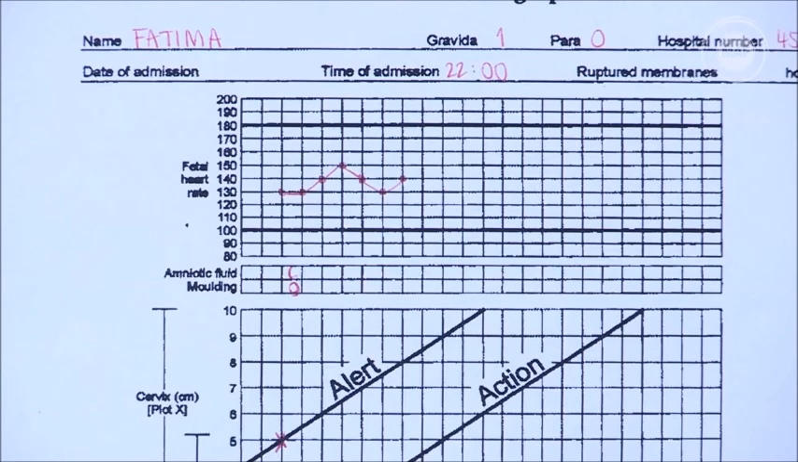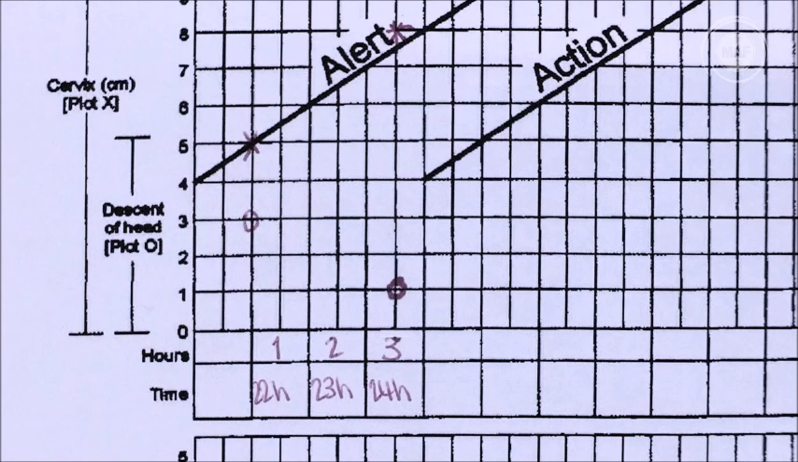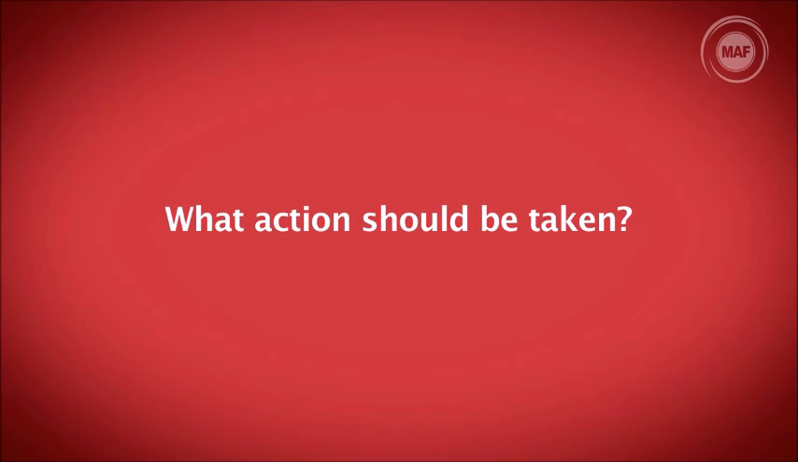Fatima is admitted to the hospital at 22 hours. On admission, the cervix is 5 centimeters dilated and the fetal head is 3/5 palpable. All other observations are normal. After 3 hours in labour, the fetal heart rate, maternal pulse and the blood pressure remain normal. The cervix is 8 centimeters dilated and the fetal head is now 1/5 palpable. What action should be taken?